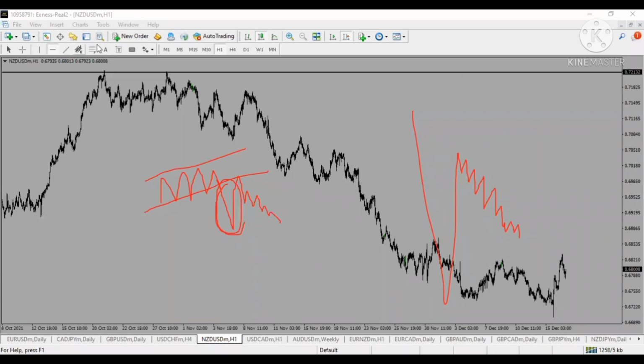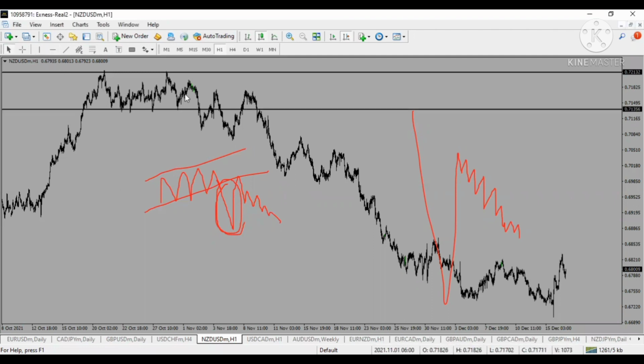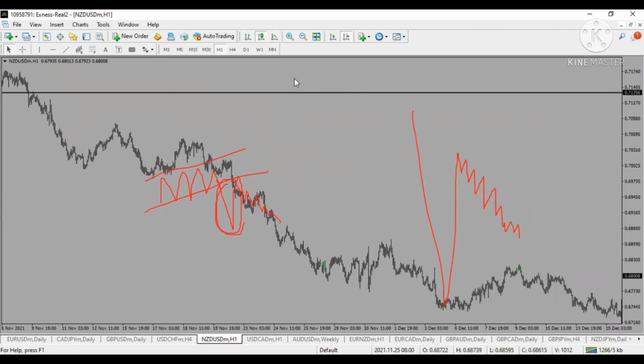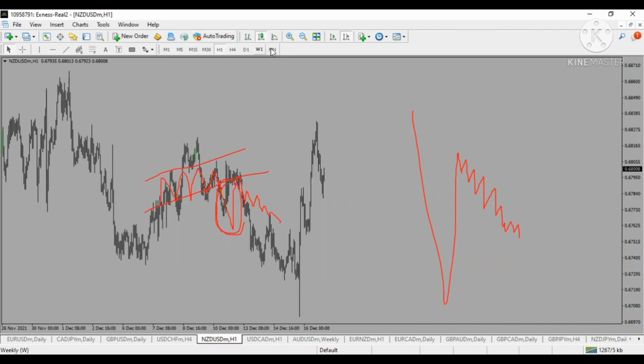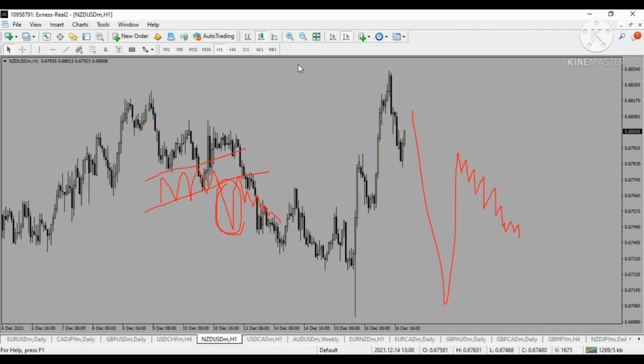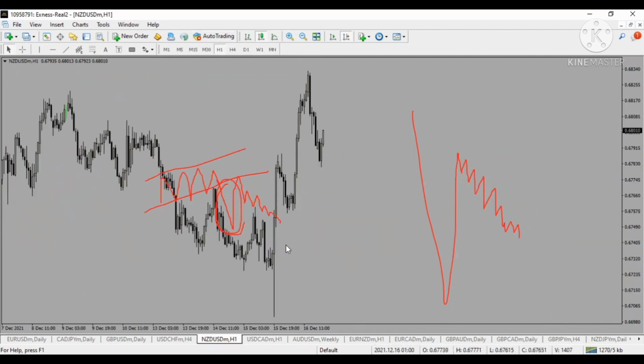So this is NZDUSD. Look at what it did. After a break, it stayed still, then it took a lot of time falling. Then we have a stop hunt here. Oh my goodness. I think the problem is I deleted my round numbers, but it would do us good if I still had them.